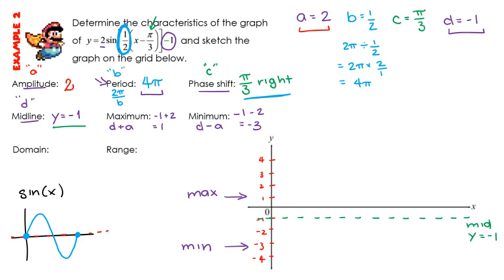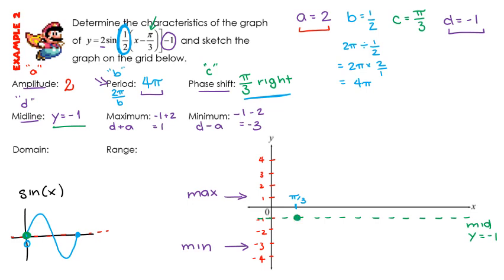However, because we have a phase shift of pi over 3 units towards the right, what we're going to do is let's mark off pi over 3 here on our x-axis. So we're shifting everything over to our right. So if our starting point normally starts at 0, shifting it towards the right is just going to shift our starting point to be right here. So it's going to be on our midline at an x value of pi over 3. So that's going to act as the same point as our starting point on sine of x.